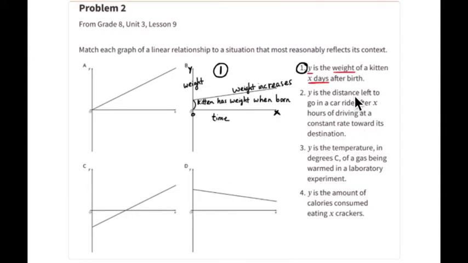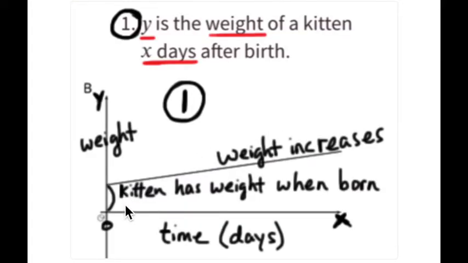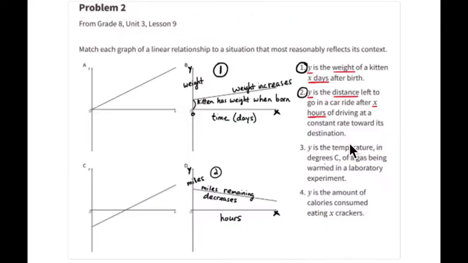All right, so the first story is the weight of a kitten X days after birth. So does a kitten, when the kitten is born, does it have a weight? And yes, it does. It weighs a certain amount when it's born, and then that weight increases over time. So story 1 matches graph B. So y is the weight, x is the time, and we can say the time is in days. So again, it starts with the weight when it's born. There is a weight there. So it's starting above 0, and it's increasing over time.